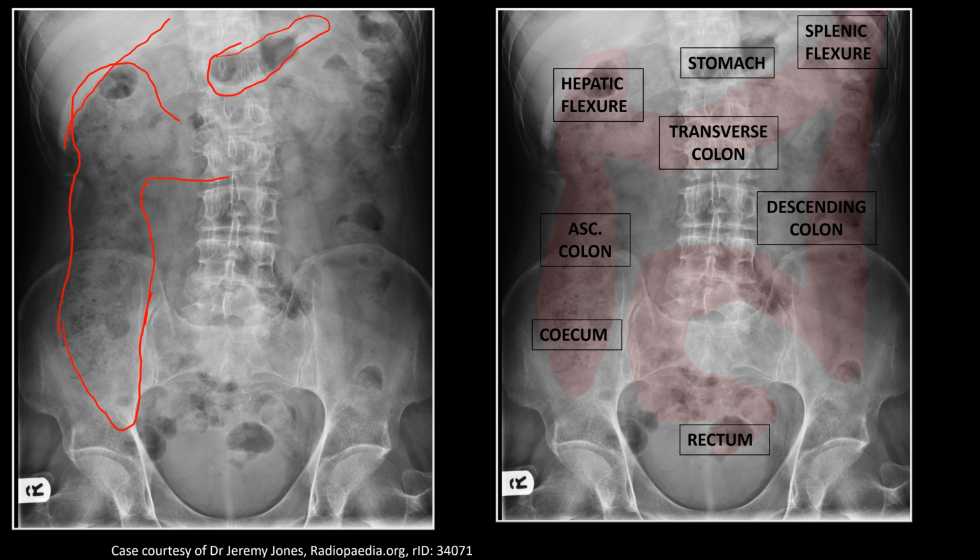This is the transverse colon. This is the splenic flexure of the colon, descending colon, and this part is the rectum. This is the sigmoid colon.